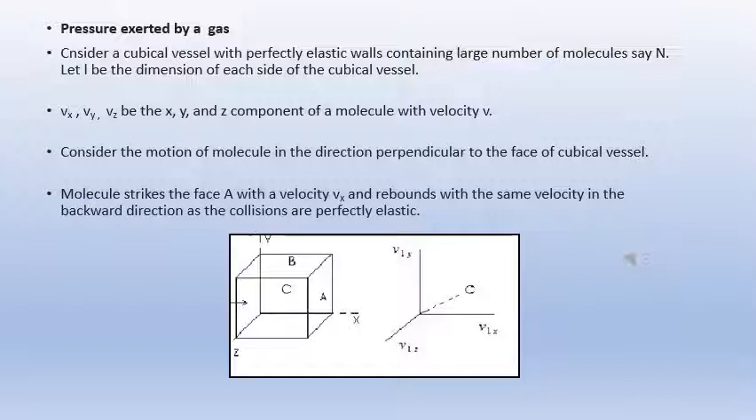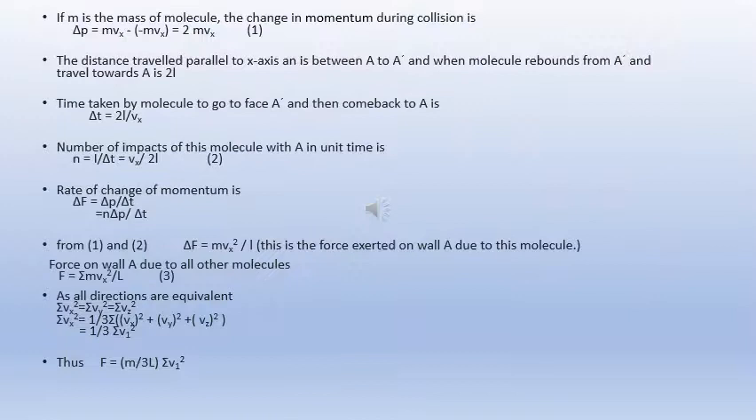Now the molecule strikes the wall and rebounds back as the collision is perfectly elastic. As the collision is elastic, the molecule rebounds with the same speed, and the x component will reverse its sign while the y and z components of velocity do not change. Now the change in momentum of the molecule is minus 2mVx, and by conservation of momentum, the momentum imparted to the wall in each collision will be 2mVx.